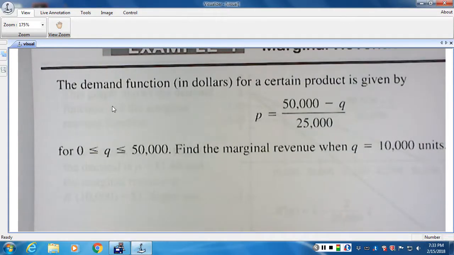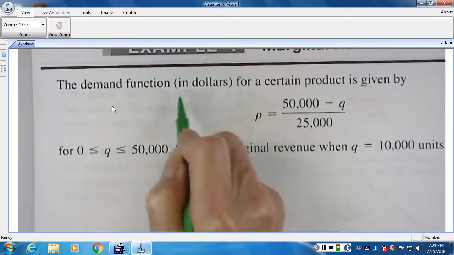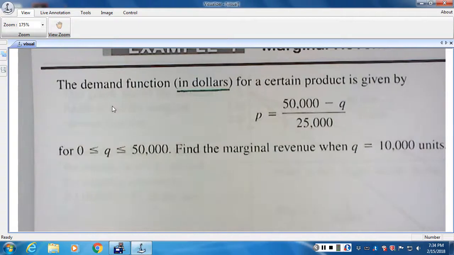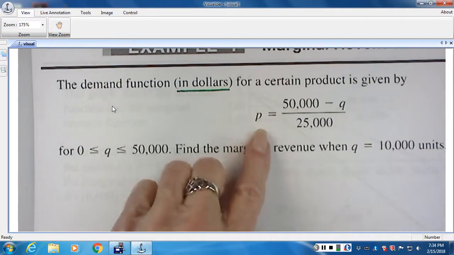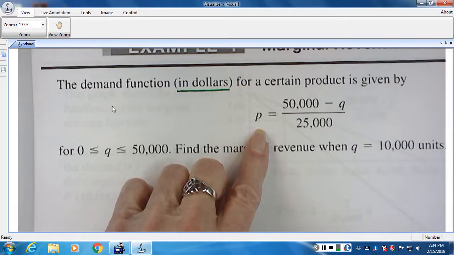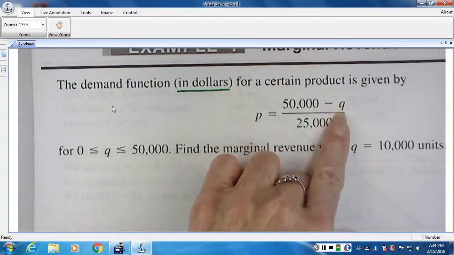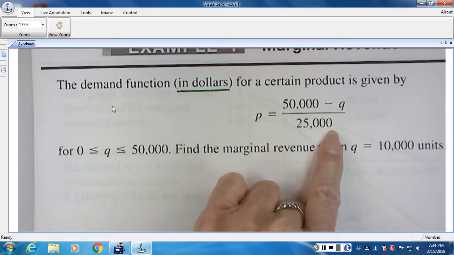So here we've got a demand function. It says the demand function is in dollars, and we always pay attention to the units. That makes sense because it's price. Price depends on demand, and the price is in dollars. It is 50,000 minus the quantity demanded, all divided by 25,000.